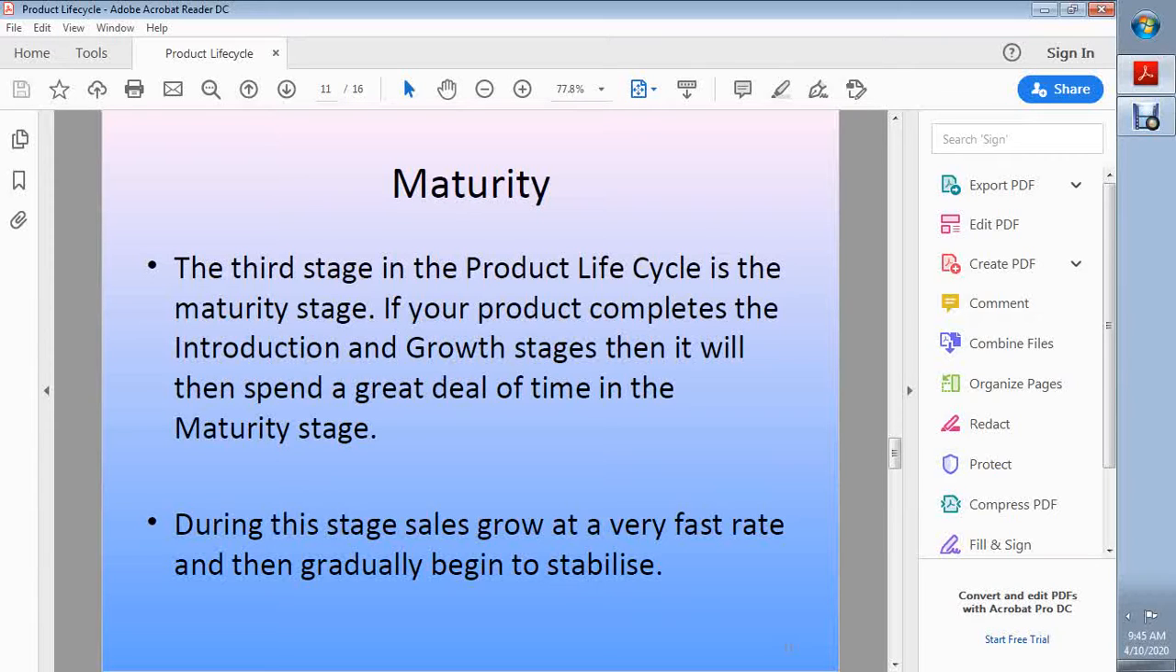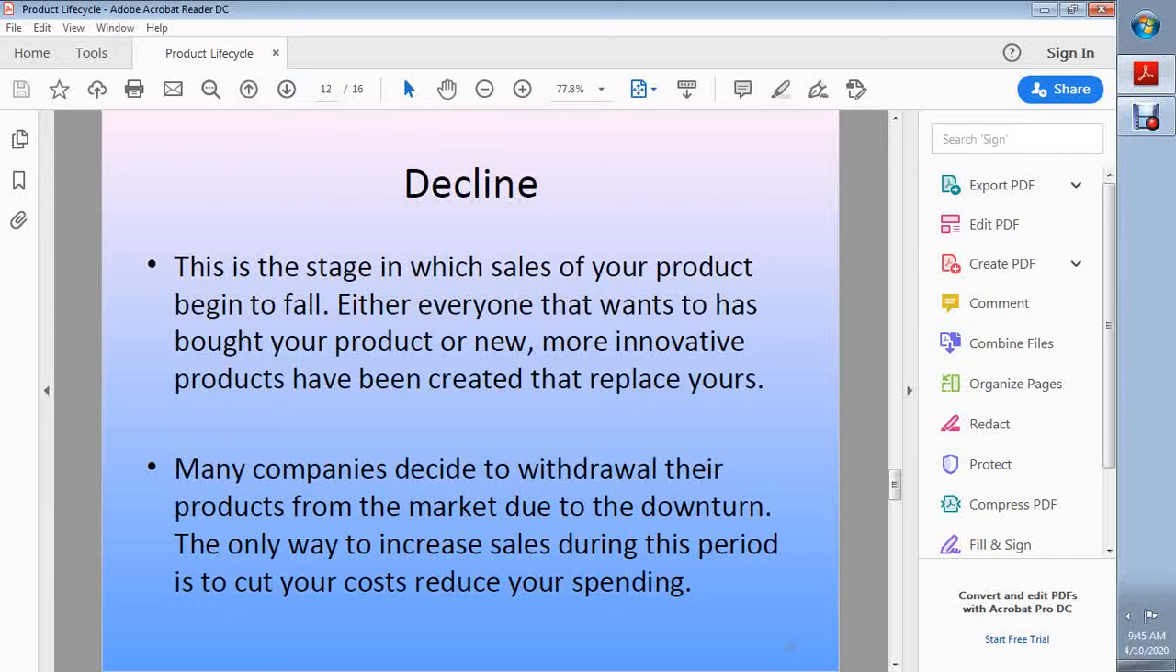If your product completes the introduction and growth stages, then it will spend a great deal of time in the maturity stage. During this stage, sales grow at a very fast rate and then gradually begin to stabilize. Then decline. This is the stage in which the sales of your product begin to fall. Either everyone who wanted to buy your product has bought it, or a new, more innovative product has been created that replaces yours. Many companies decline to withdraw their product from the market due to the downturn.